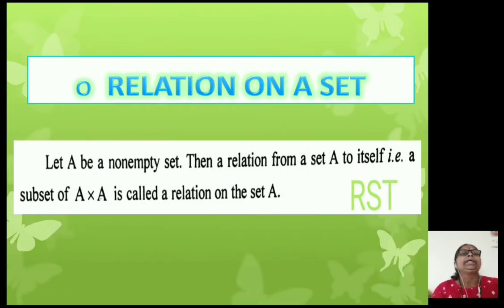Now we consider relation on a set. Let A be a non-empty set. Then a relation from a set A to itself, that is a subset of A cross A, is called a relation on the set A. That means A is any non-empty set, then a relation from set A into itself, which is a subset of A cross A, is called a relation on set A.